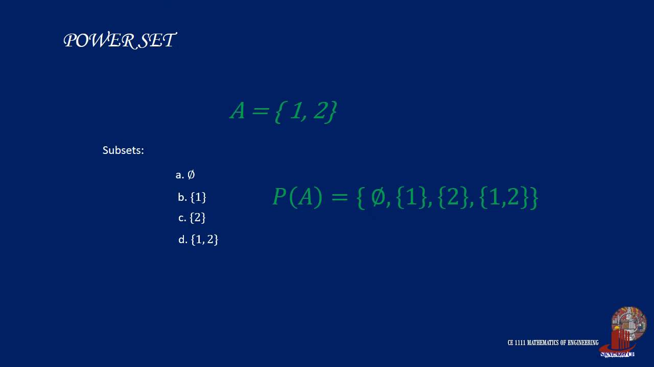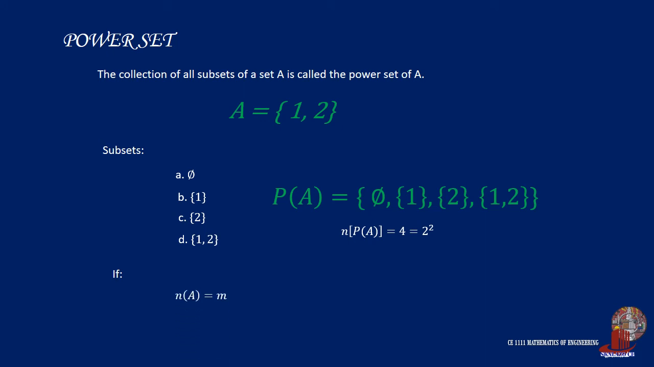The set of all these subsets is called the power set of {1, 2}. The collection of all subsets of a set A is called the power set of A. It is denoted by P with the name of the set enclosed, and every element is a set. Checking the cardinal number of the power set of A, we have 4, which is equal to 2 squared. This would be taken generally as: if A is a set with n(A) = m, then it can be shown that the cardinal number of the power set of that set is equal to 2 raised to m.